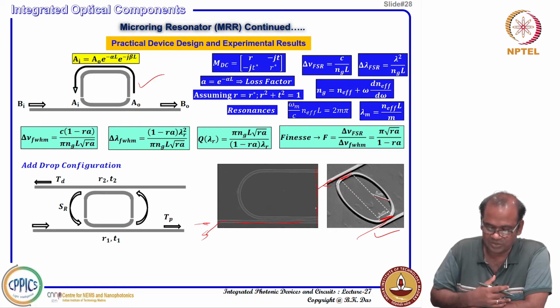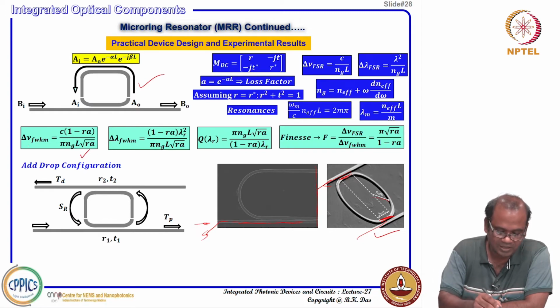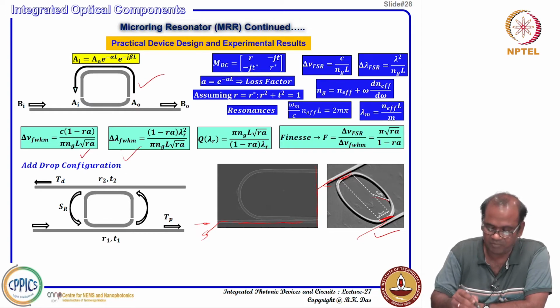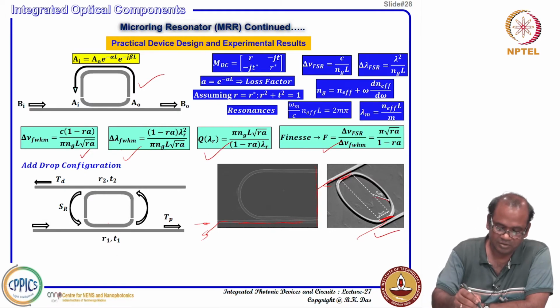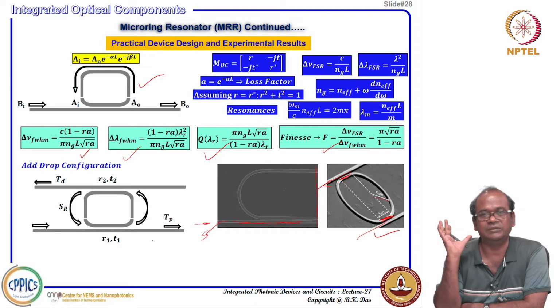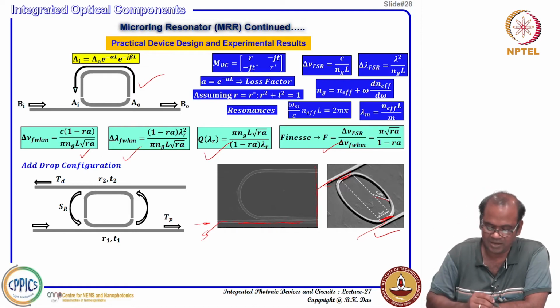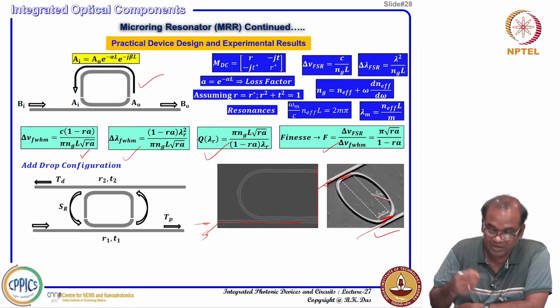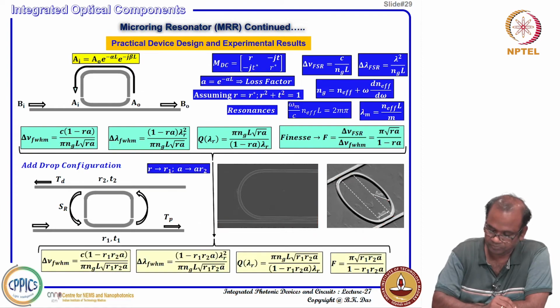But our intention now is to find out the equivalent formula for delta nu FWHM, delta lambda FWHM, Q value and finesse when the ring resonator is in add drop configuration. So, it is very easy. From here you can directly derive the expression for add drop configuration. How is it? Let us try to see.